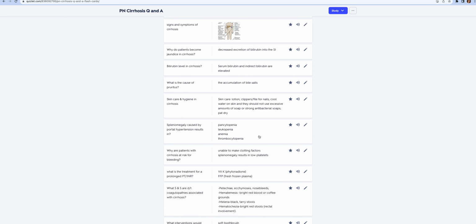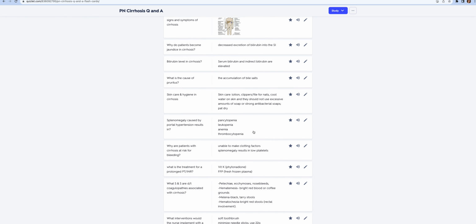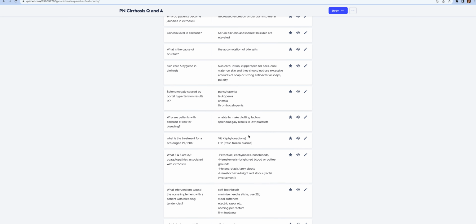All right. Splenomegaly, I already talked about this. It causes the pancytopenia. That puts them at risk. They have leukopenia for infection, anemia. They're going to be fatigued, have tachycardia, etc. Thrombocytopenia puts them at risk for injury due to bleeding. They're at risk for bleeding for the two reasons I already told you.